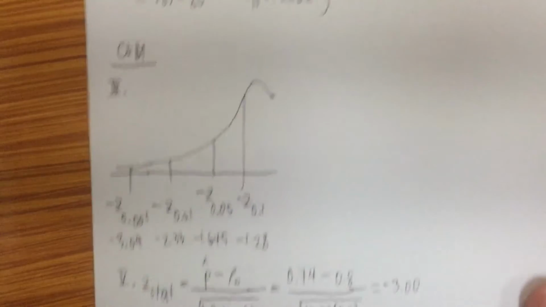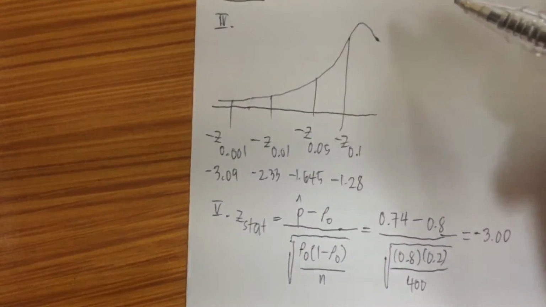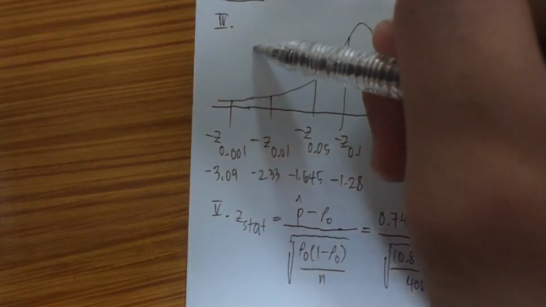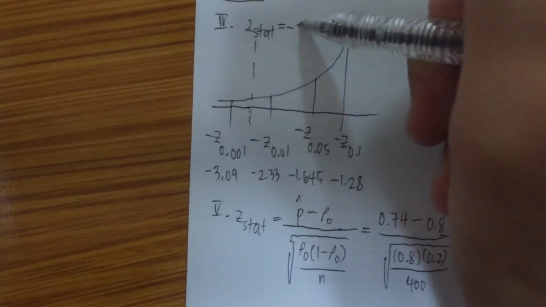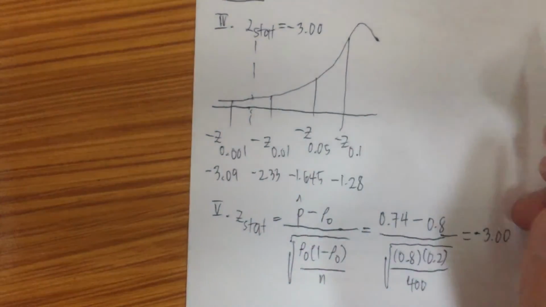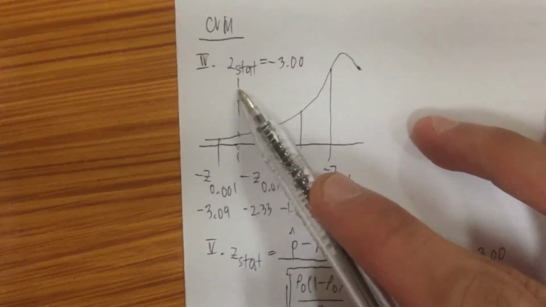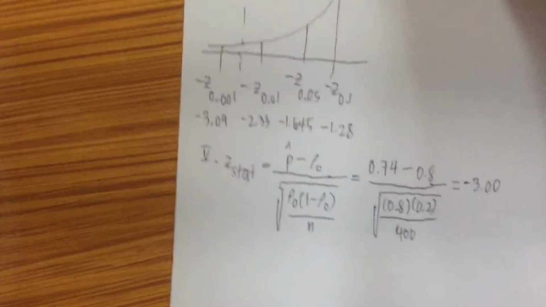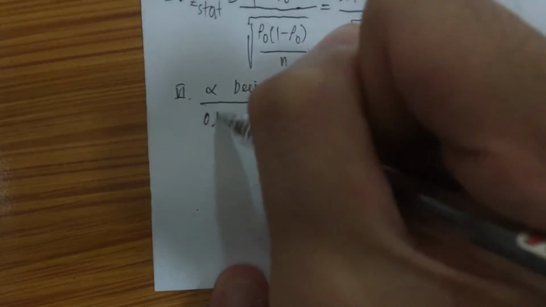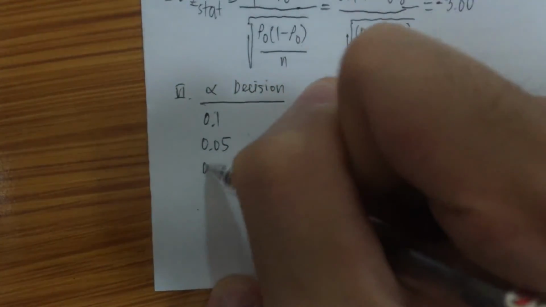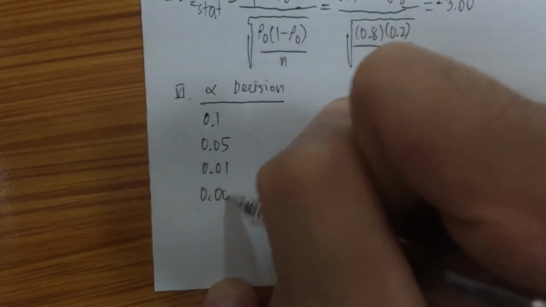And then locate that again with respect to the critical values. Now, test statistic is somewhere here. So, z sub stat is negative 3. Now, since we now have the test statistic and the critical values, we can now make the decisions. So, in step 6, again, we make decisions for all the 4 values of alpha. You have 0.1, 0.05, 0.01, and 0.001.